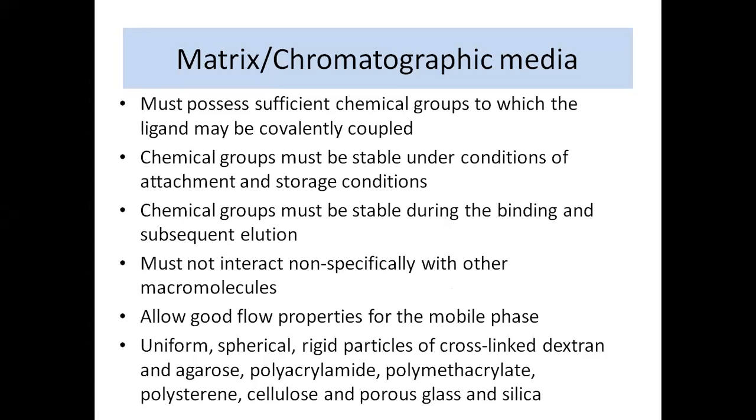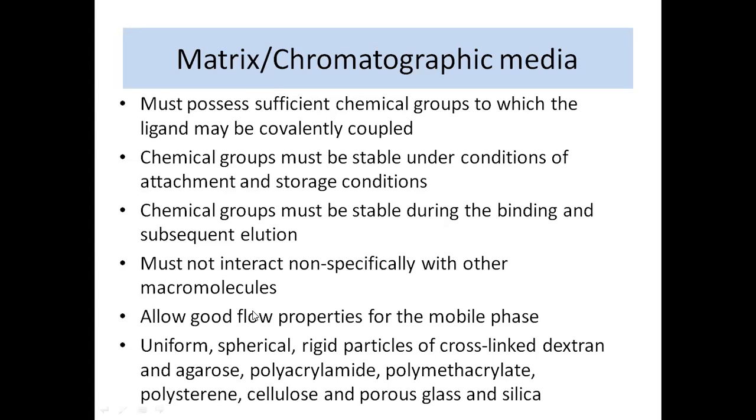Then another thing is the chemical groups must not only be there, but they should also be stable under whatever conditions we are employing. Because of the continuous binding and dissociation, the chemical groups must remain stable, isn't it? There should be no damage to these chemical groups, or they should not get removed from the support material. Otherwise, the efficiency of the column will drop down.